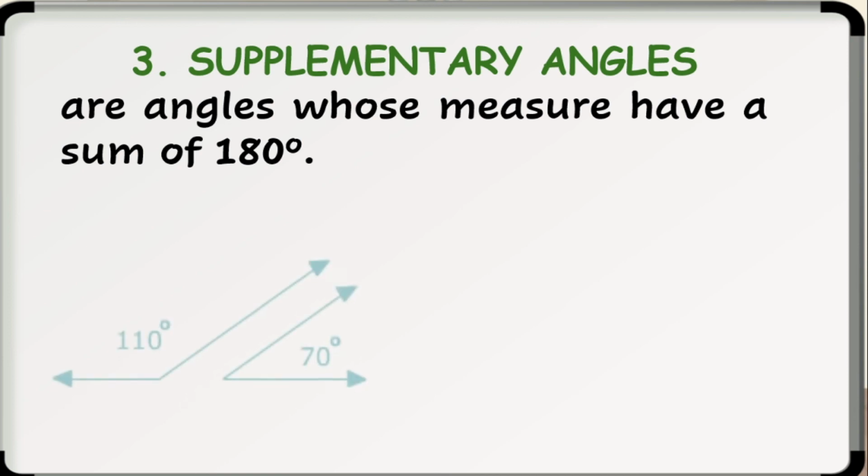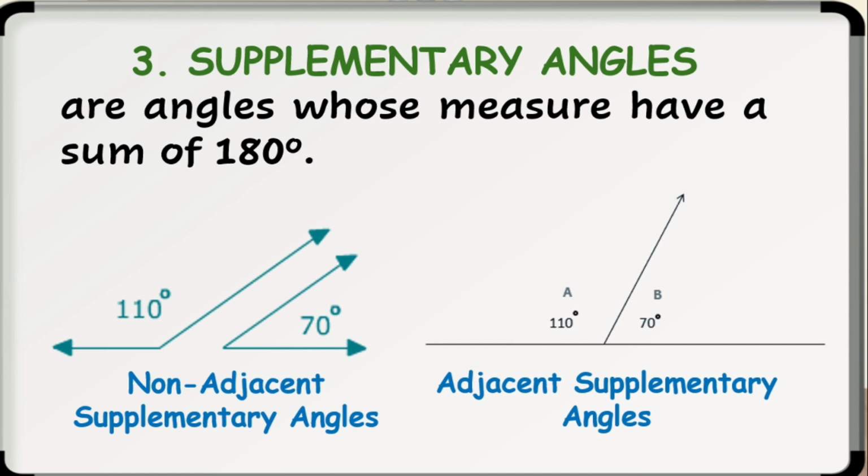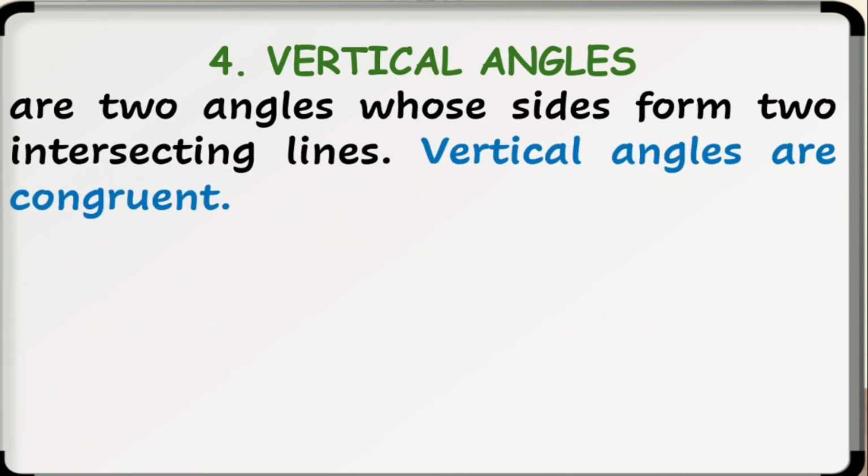The first figure shows a pair of non-adjacent supplementary angles, while the second figure shows a pair of adjacent supplementary angles. Number 4, we have the vertical angles, which are two angles whose sides form two intersecting lines. Remember that vertical angles are congruent.